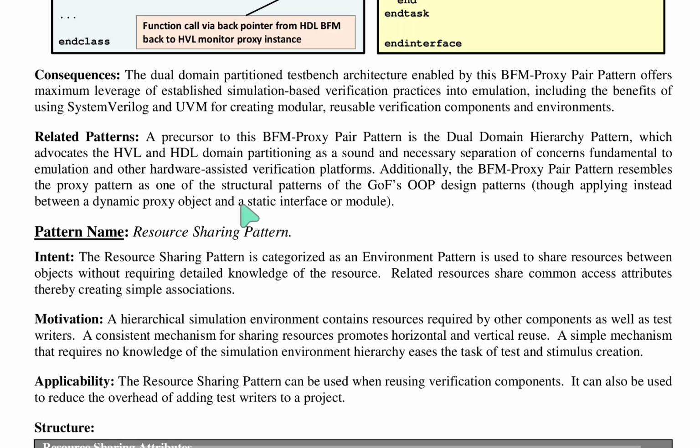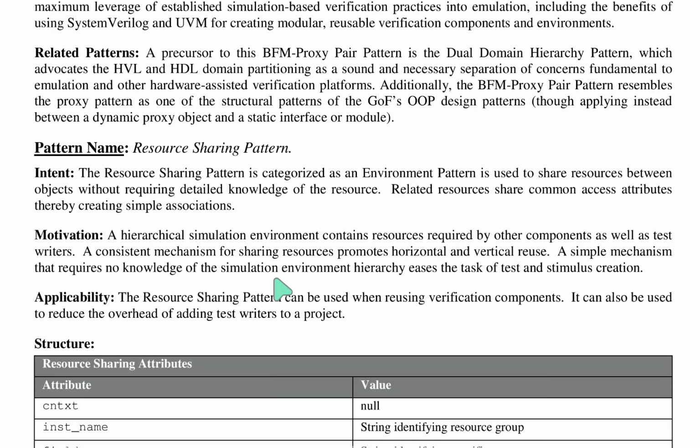Pattern name: resource sharing pattern. Intent: the resource sharing pattern, categorized as an environment pattern, is used to share resources between objects without requiring detailed knowledge of the resource. Related resources share common access attributes, thereby creating simple associations.